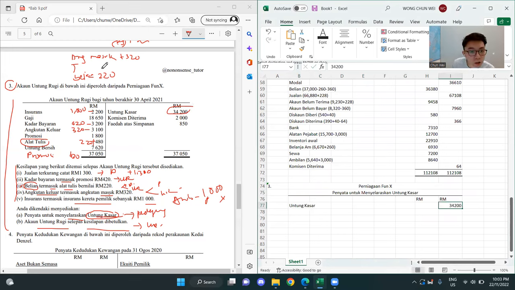Okay, so this is not a correct amount. Why? Because as you saw just now, jualan telah terkurang charge. My angkutan masuk got 320. The belian got 220. All these should be recorded in my perdagangan. You get what I mean? So here, in my untung kasar, I have to add. So add what? In your untung kasar, I want to add the jualan. Because jualan terkurang charge mah. 1,300. So I have to add back to my jualan.